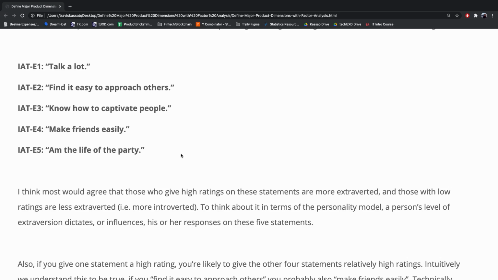So one of the factors showed that these five statements loaded highly on that factor. So the researchers came after the fact, looked at what was loading on the factor, and decided to call that factor extroversion. They did the same for the other four variables, and that is how the Big Five personality theory was derived. So pretty interesting.